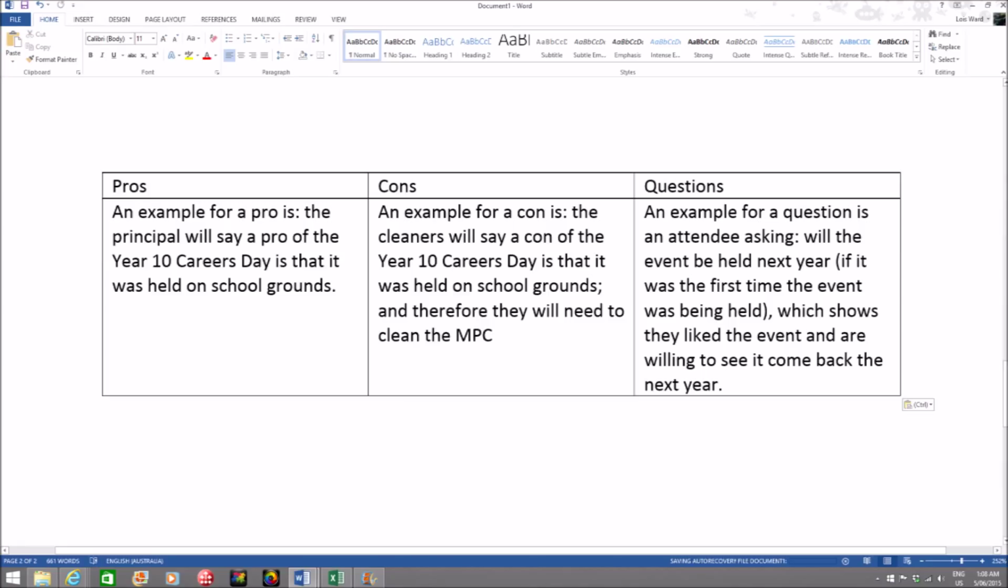Cons. An example for a con is, the cleaners will say a con of the Year 10 Careers Day is that it was held on the school grounds, and therefore they will need to clean up the MPC after the event has concluded and it has been cleared out. Questions. An example for a question is an attendee asking, will the event happen next year? If it was the first time the event was held, which shows that they like the event and are willing to see it come back the following year.